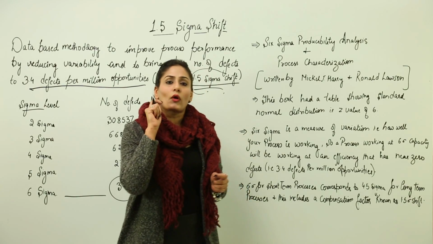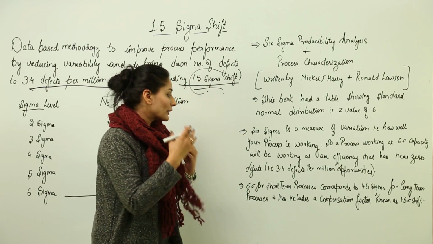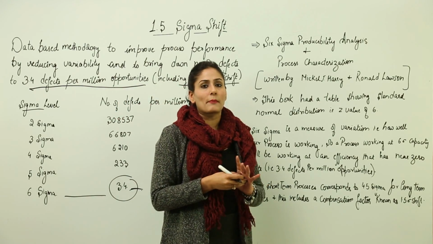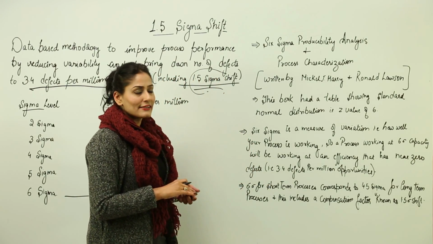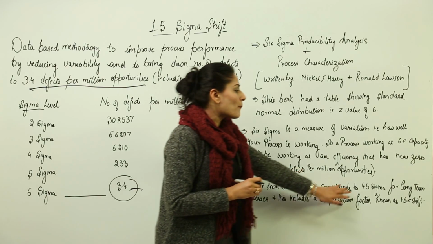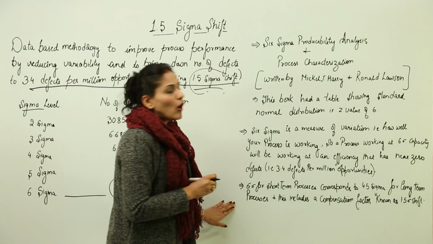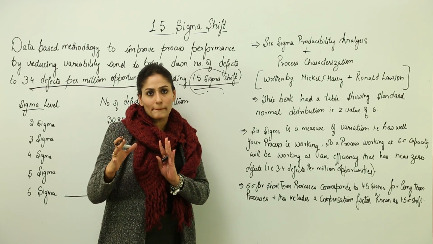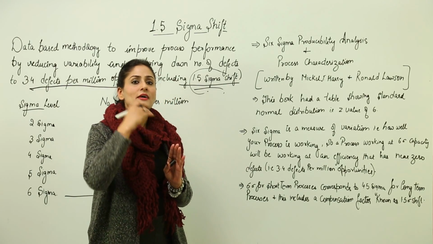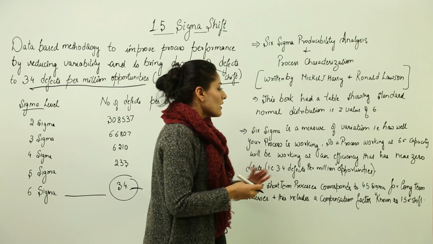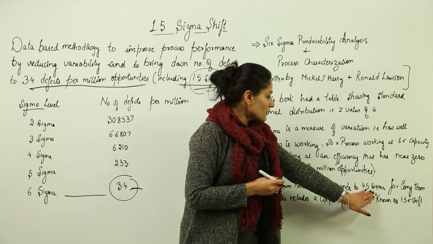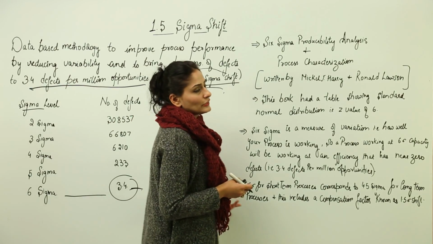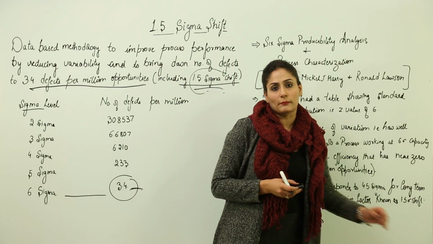So basically what I am trying to tell you is that for short term processes the value of 6 sigma is 2 defects per billion opportunities, and this corresponds to 4.45 sigma for long term processes, right? When we say it's a 6 sigma process, it's for short term processes, and for long term processes the same number will be 4.5 sigma level, right? And this includes a compensation factor of 1.5 sigma.